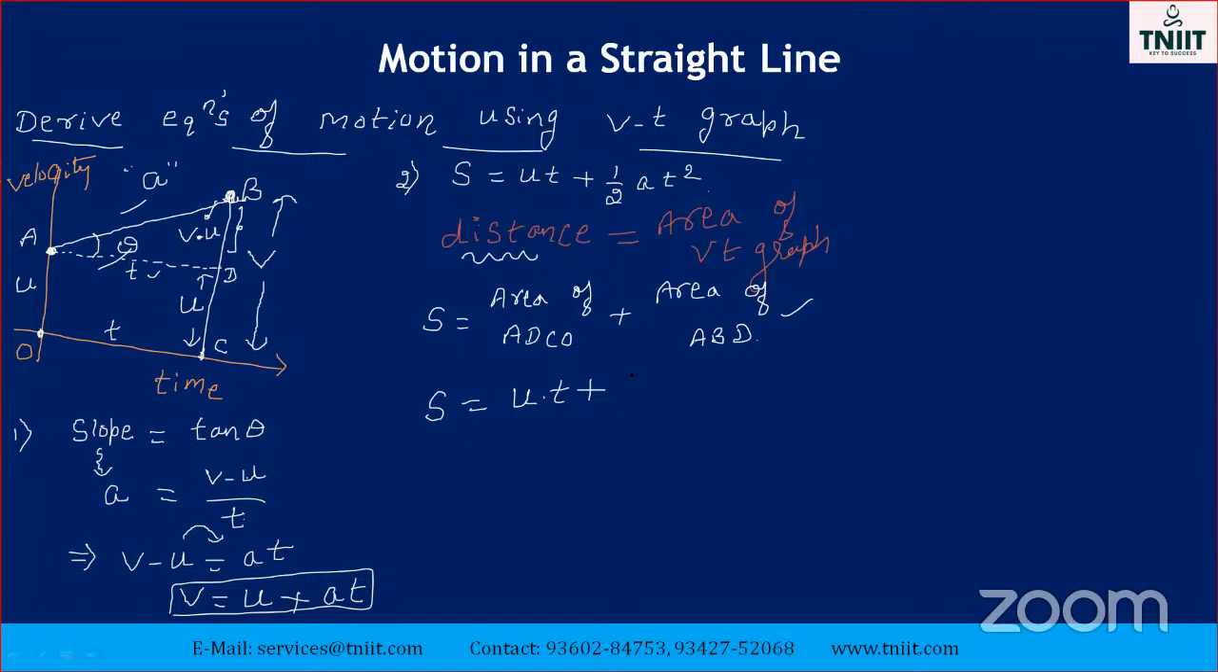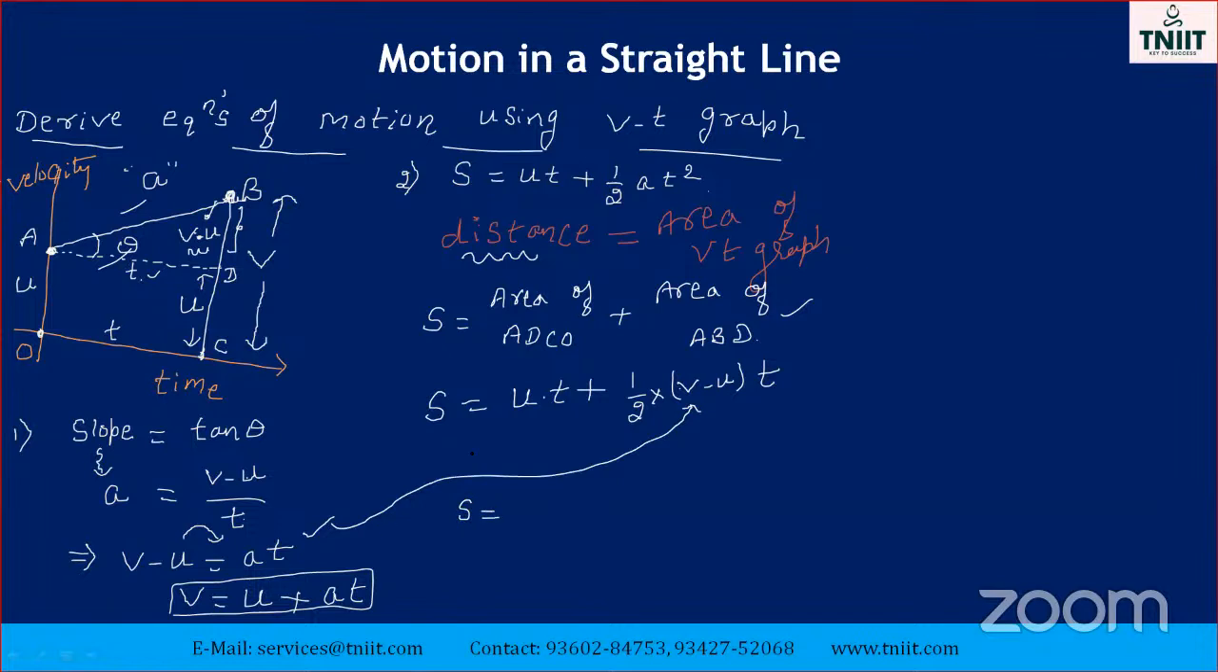Area of triangle ABD is nothing but half into base into height. Here the base is V minus U and height is T. So V minus U into T. Now what is V minus U, students? V minus U is AT, right? So if you substitute this V minus U here, what will happen?